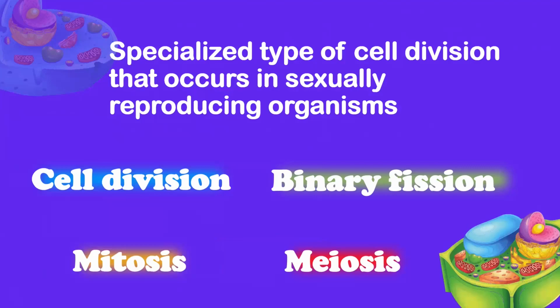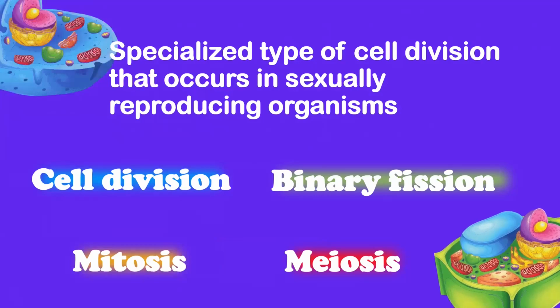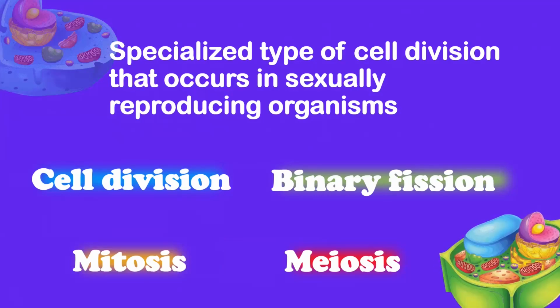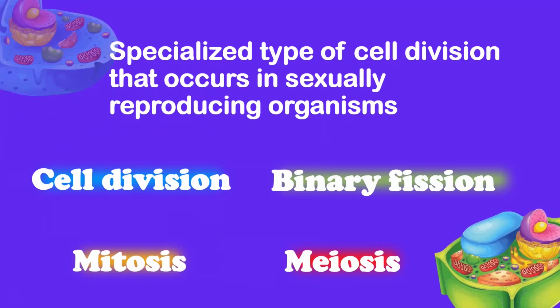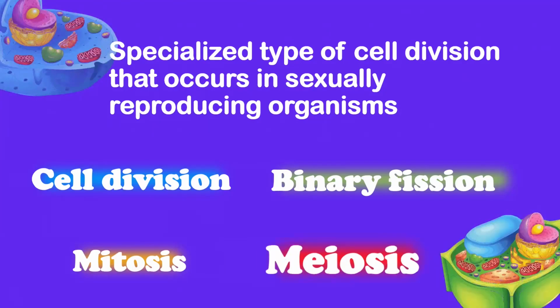And third, a specialized type of cell division that occurs in sexually reproducing organisms. Is it cell division, binary fission, mitosis, or meiosis? And the answer is meiosis.